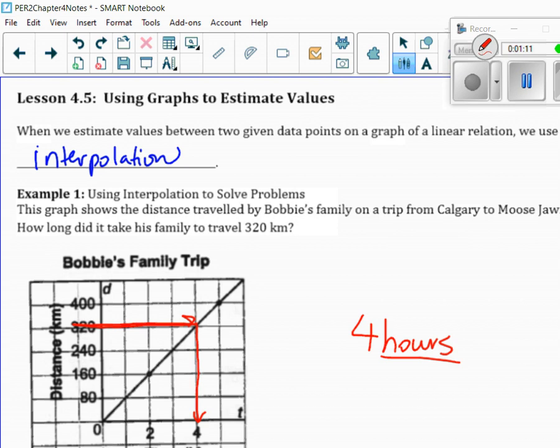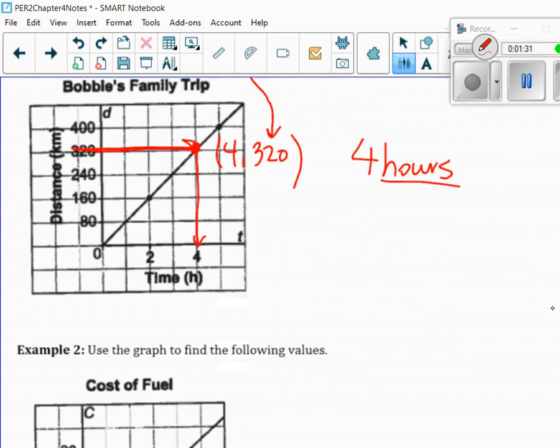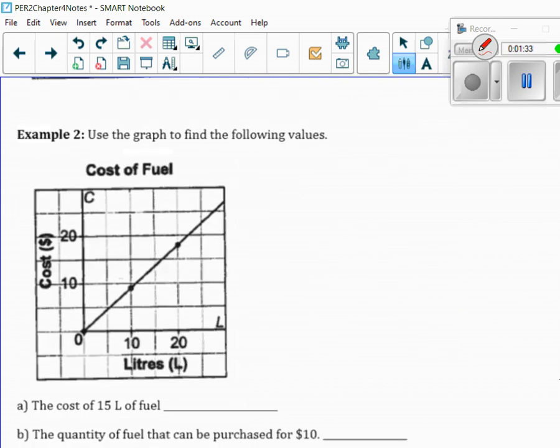So again, what I did was I looked up where 320 kilometers are, hit the line, looked up where that coordinate is. You can see the coordinate is 4, 320. So basically, they were giving me the 320 part of it, and then I look up what the x value of that is. Okay, let's try this one.